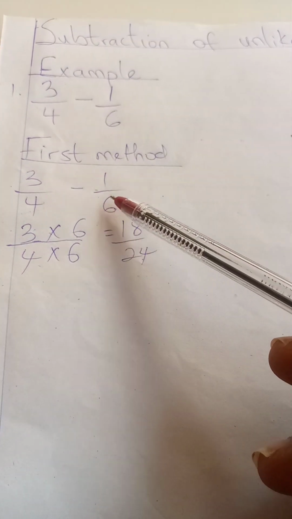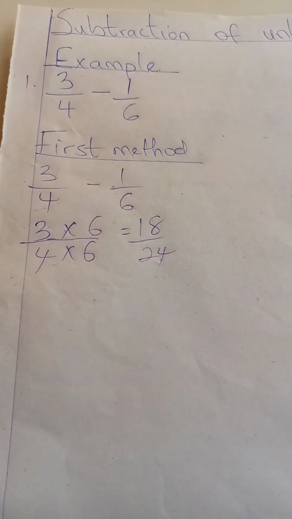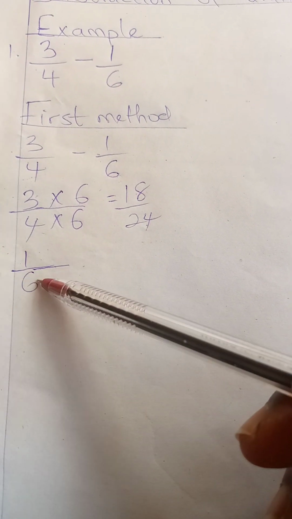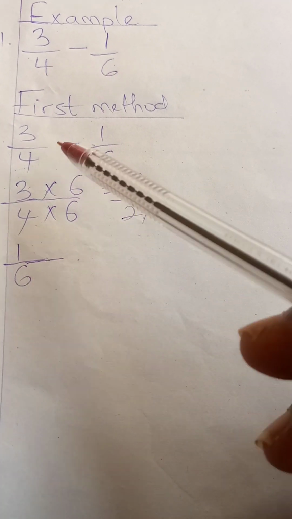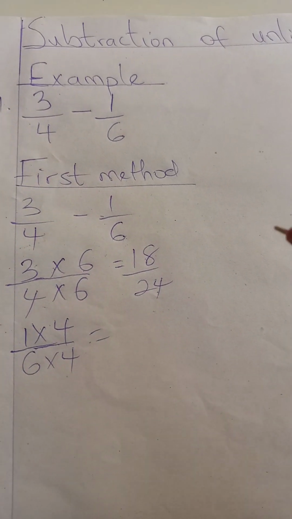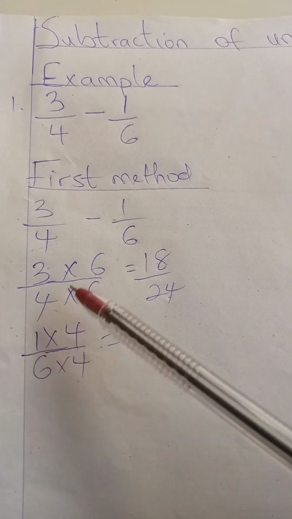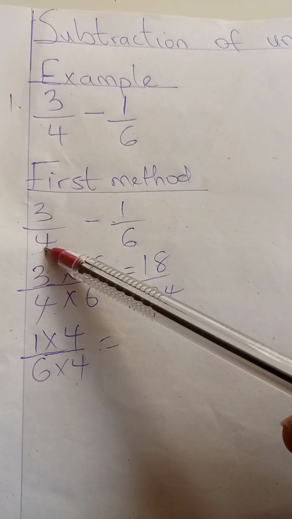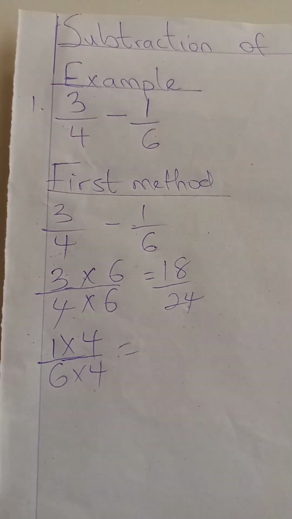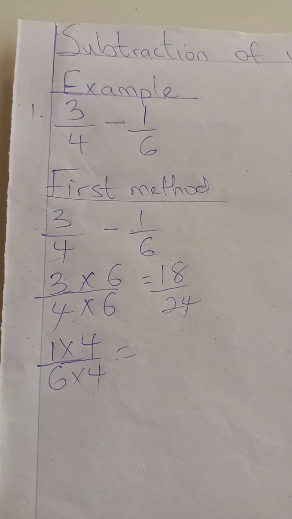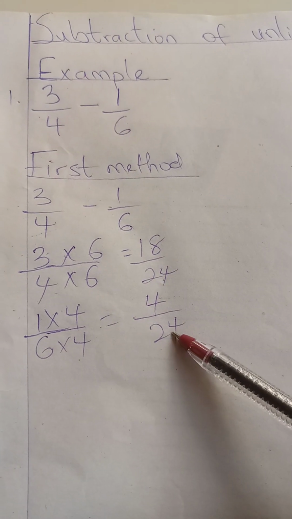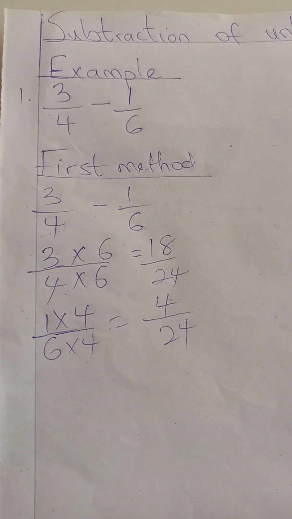So for the second fraction too, I'll write the second fraction out. After writing it out, I'll multiply the numerator and the denominator by the denominator of the first fraction. And this is it here. I multiplied the numerator and the denominator of the second fraction with the denominator of the first fraction, just as we did here. So 1 multiplied by 4 is 4, 6 times 4 is 24. The aim is to make the denominators the same, just like we have here, so that I can easily subtract.